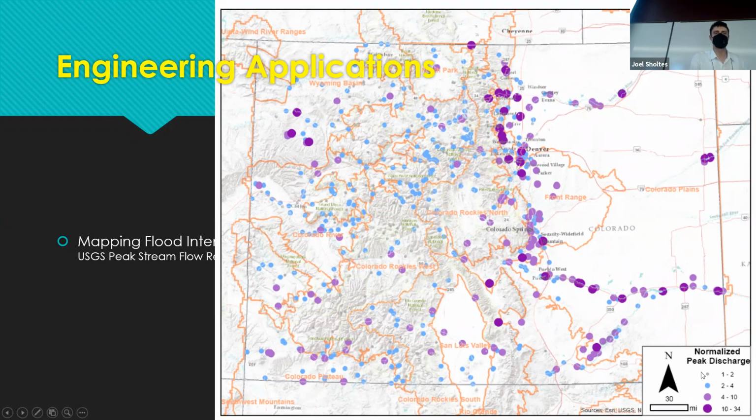The bigger purple dots are anywhere from 4 to 30 times. The most extreme flood is 4 to 30 times the average flood at that gauge. So you can imagine where it's blue, the most extreme flood isn't that far away from the average flood. Where it's purple, the most extreme flood is much farther away from the average flood. So this was a mapping exercise to look at flood intensity across the state. And once I did that statistical analysis, really it's just dividing, then I attached the XYZ data for each of the stream gauges and then mapped it.